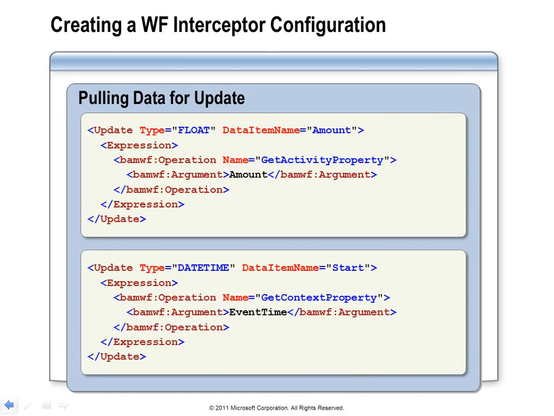Here are a couple examples of once we've applied those filters and we get the activity instance we want at the state we want, we can then use the update, map that type information and data item name to our BAM activity. Then we can use the get activity property, for example, and indicate through the argument that we want to pull a particular activity property, the amount, for example. Or we want to pull out the get context property and get that event time to log the time that a particular activity event happened.